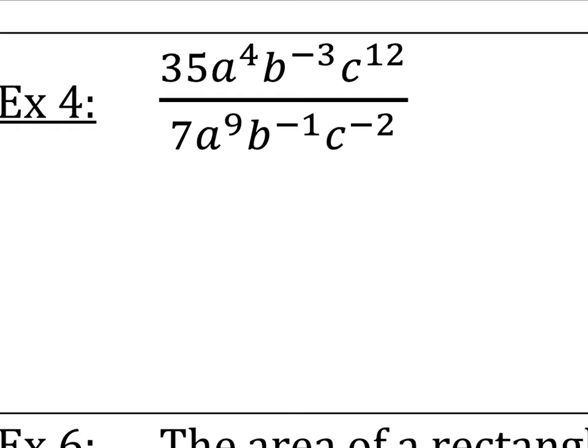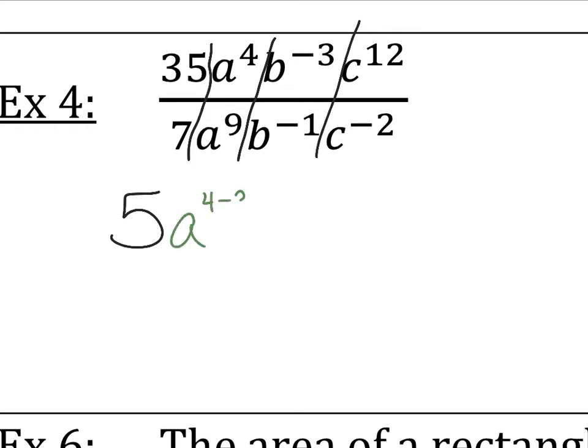On example 4, I'm going to separate every single one of these, the letters and numbers, just so I can see them as 4 separate little problems, okay? We're doing 35 divided by 7. What is 35 divided by 7? 5. Then I have a to the 4th divided by a to the 9. Remember, that's a to the 4 minus 9. What is 4 minus 9? Negative 5.